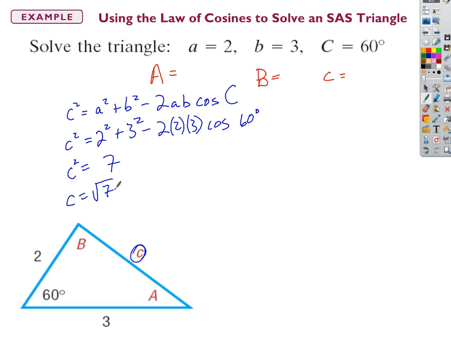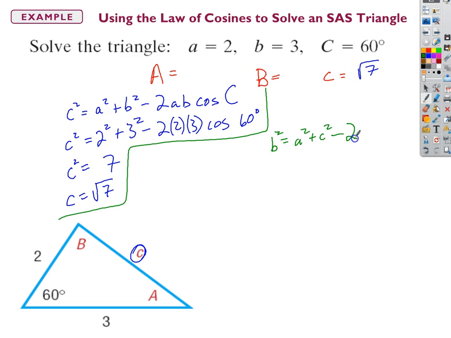So now what about an angle? The other angle, B. Okay, so here we are, square root of 7. Let's choose an angle. You can choose A or B. I'm going to choose B. So again, I go grab a formula that has big B in it. And that's going to be the one where it says b squared is equal to a squared plus c squared minus 2 times a times c times cosine of big B.